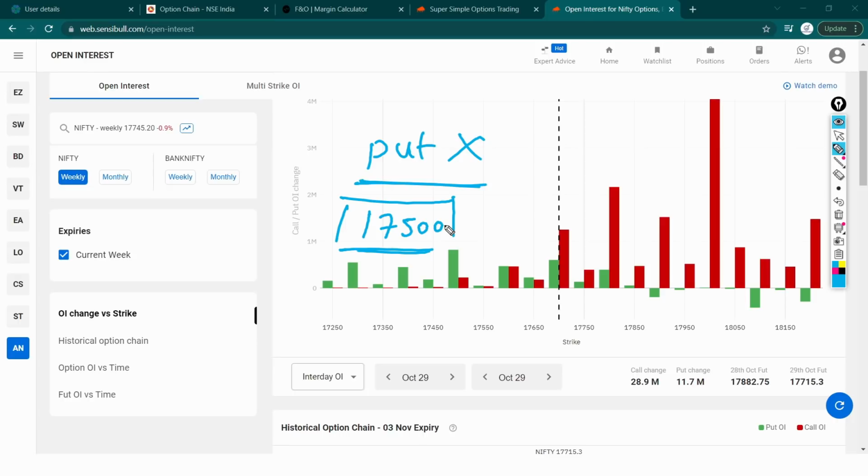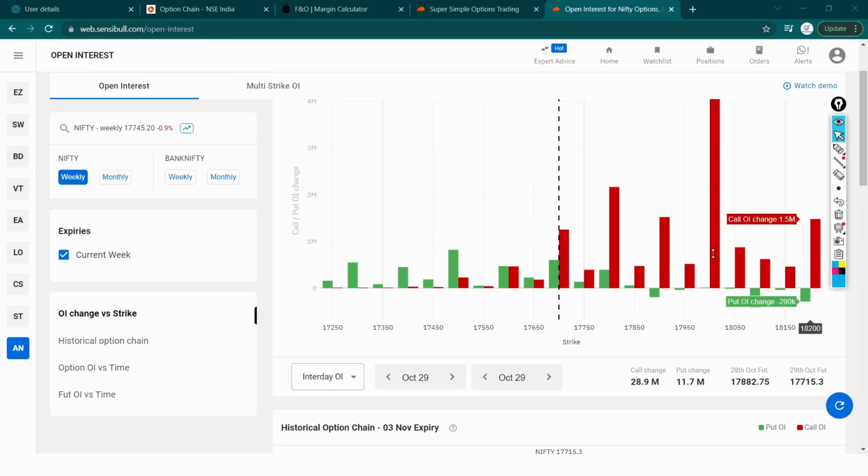The answer is no. So what does it actually mean if people are withdrawing from the 18,100 put option? What does it actually mean if people are withdrawing from the 18,200 put option? That means for this expiry, they are not expecting the market to come above 18,200. So this is one really important thing that we have to understand.